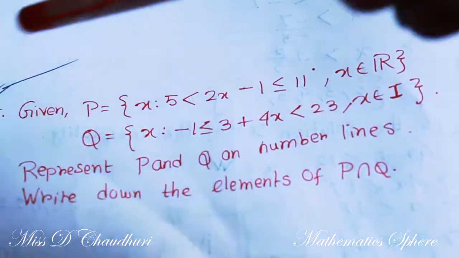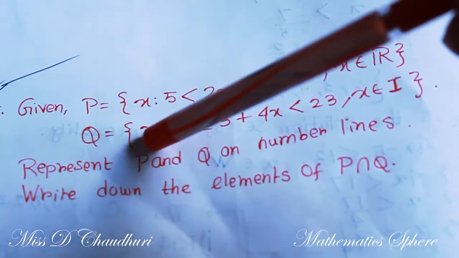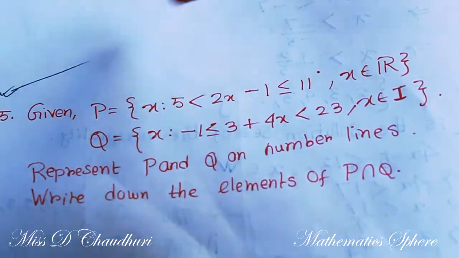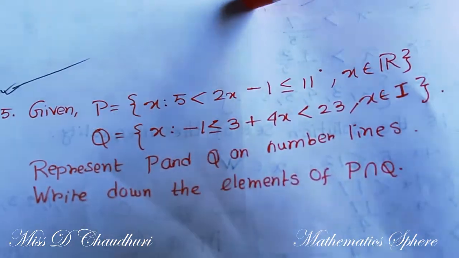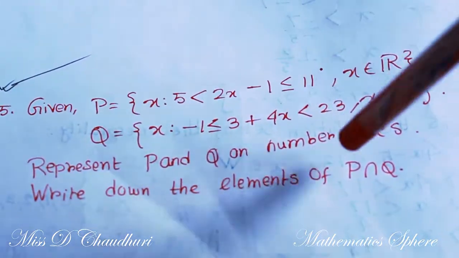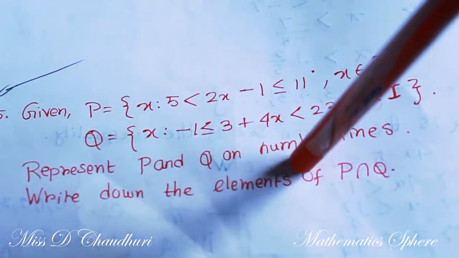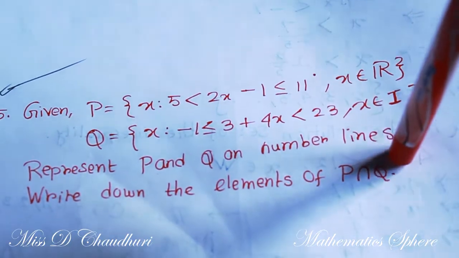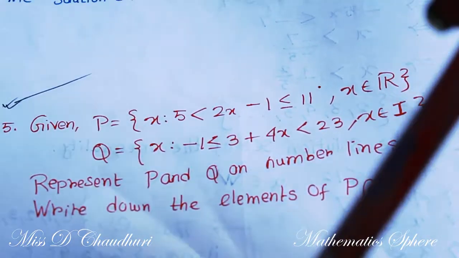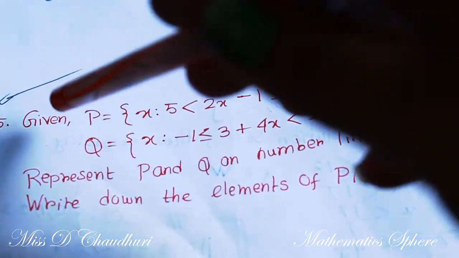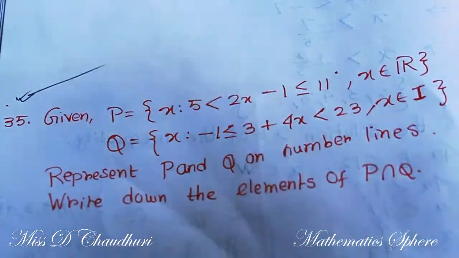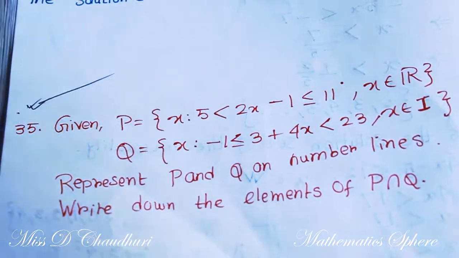Now what they are saying: represent P and Q on number lines. This means that you will have to represent P and Q on two separate number lines. After that you will have to write down the elements of P intersection Q, which we know means writing down the common elements present in the sets P and Q. So this is the question. Now let us look into the answer or the solution. How will you solve this question?